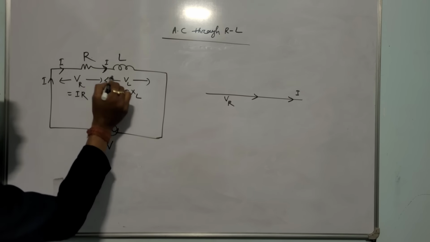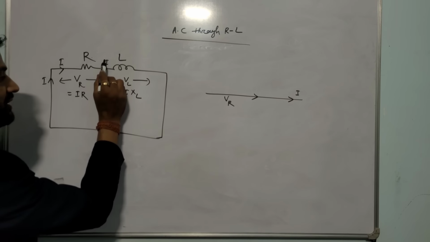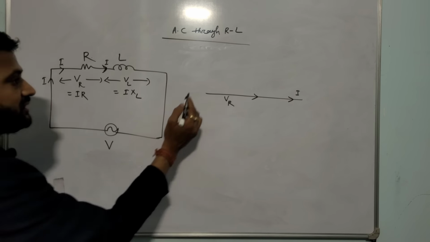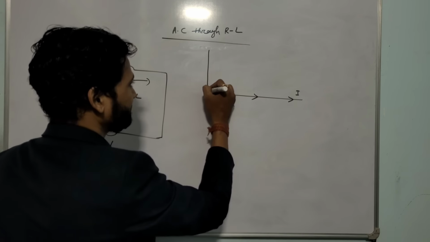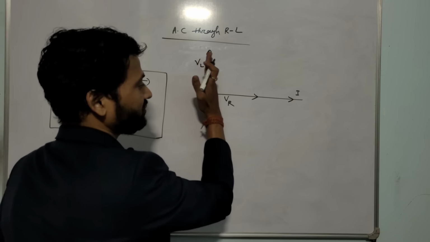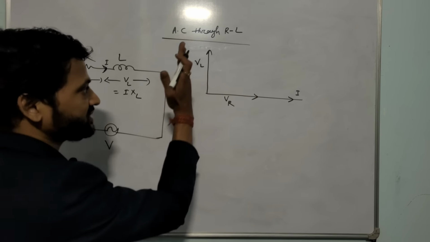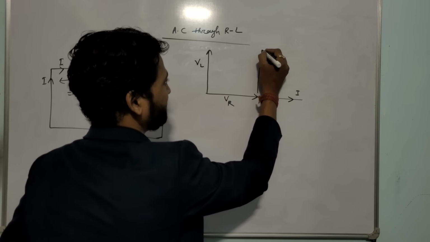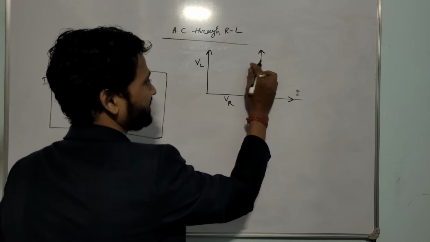Again the same AC current is flowing through L. What is the angle between I and VL? 90 degrees. So for better understanding, you go for the parallel shifting of the vector. You can shift this vector to that place, for easy understanding, yes or no?